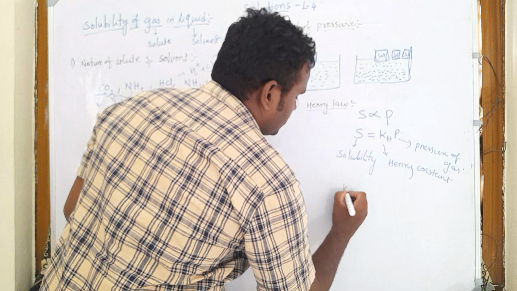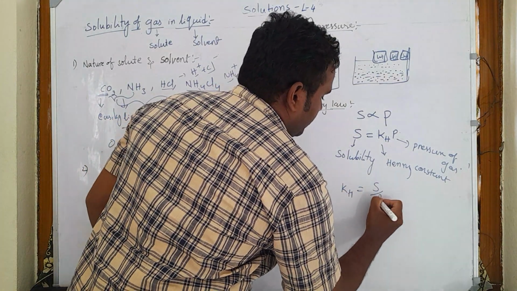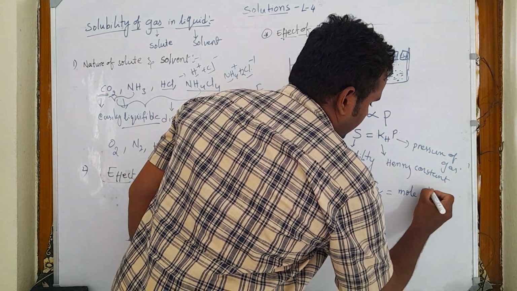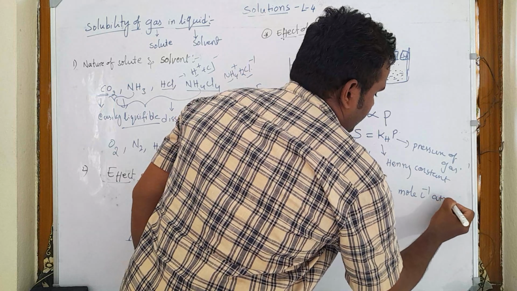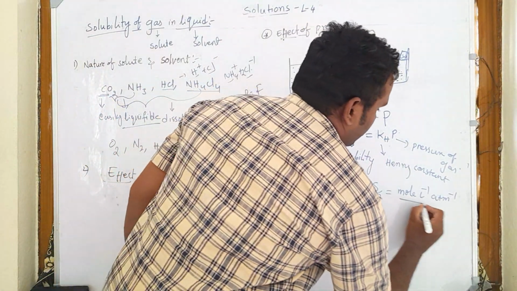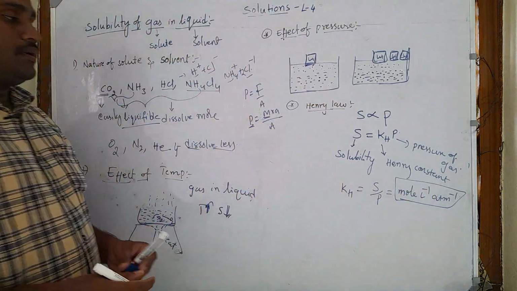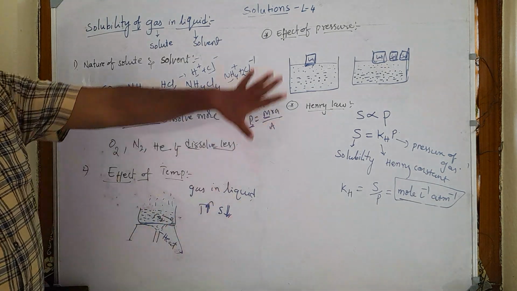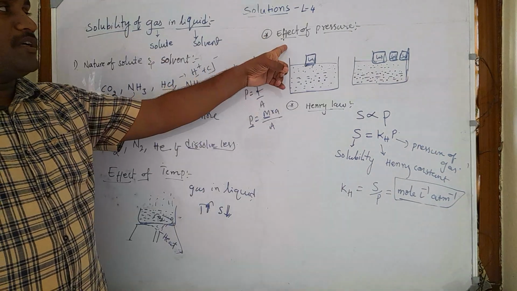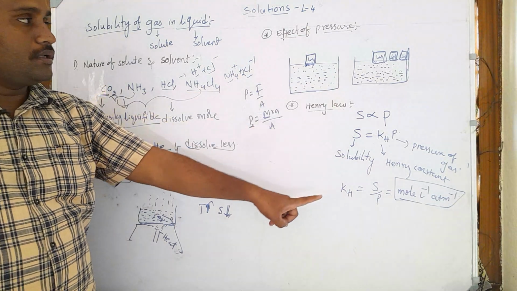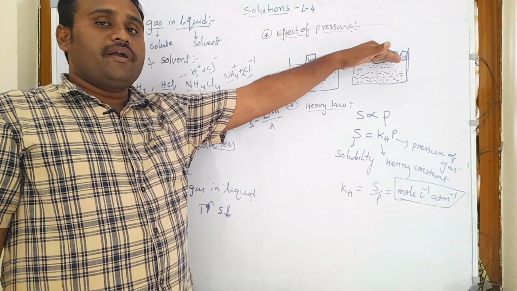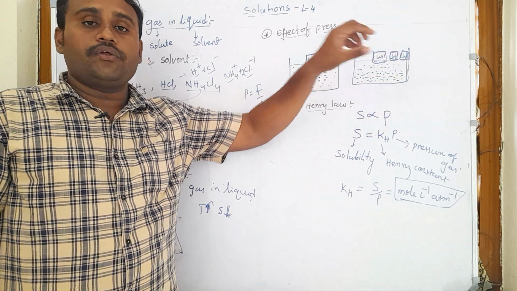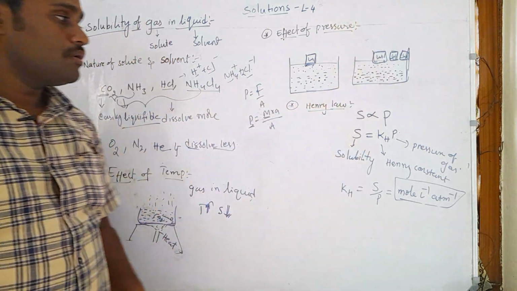So kh is the solubility by pressure. The general unit of solubility is moles per liter, and the pressure units are atmosphere inverse or bar inverse. So what are the units of Henry's constant? That is moles per liter per atmosphere. This is about the effect of pressure. Here we are keeping different weights, meaning pressure is increased. If pressure increases, more gas molecules enter the water, hence solubility also increases.